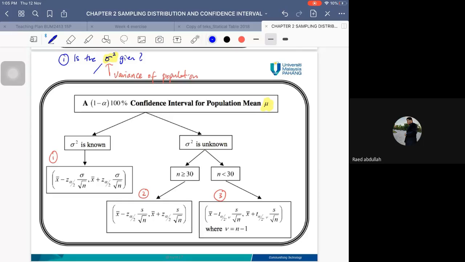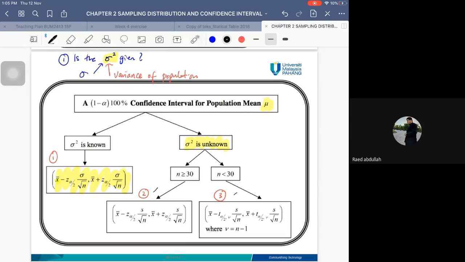So if either one of them is given, you are going to use formula number 1. This is the formula you use if sigma is given. However, what happens if sigma is not given? Then you will either use formula number 2 or formula number 3. So how do you decide whether to use formula number 2 or 3?